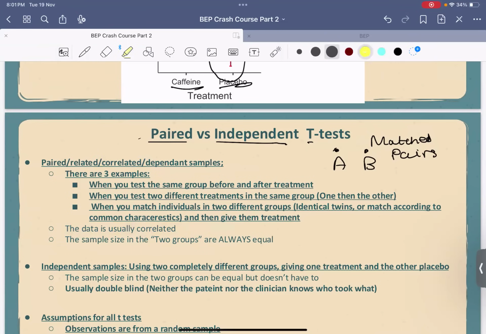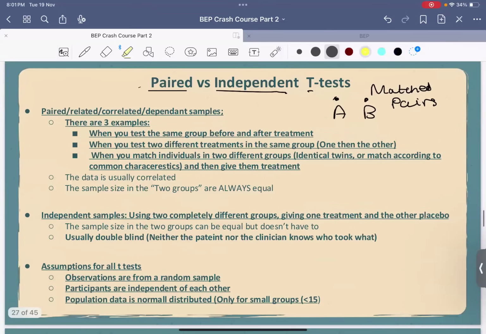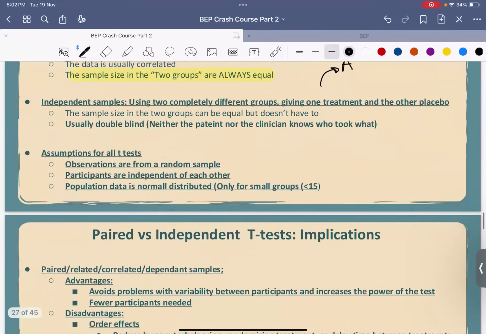So there is correlation in the paired t-test, and the sample sizes in the two groups are always equal. Even if we use two different groups, we have to use 12 and 12, for example, or 13 and 13. And obviously, if you're using one group of people, then definitely the sample size in both tests is going to be the same. So this is an important point.